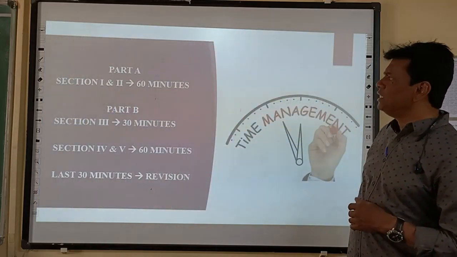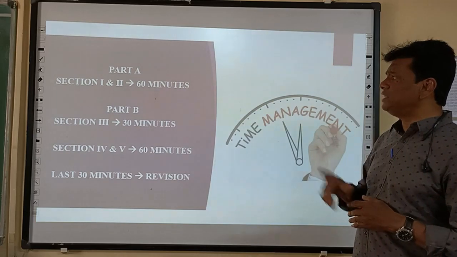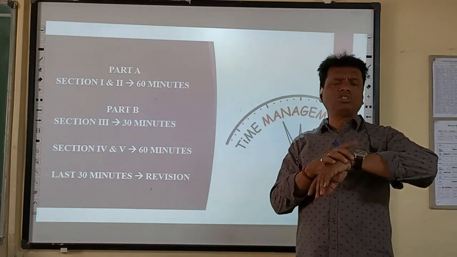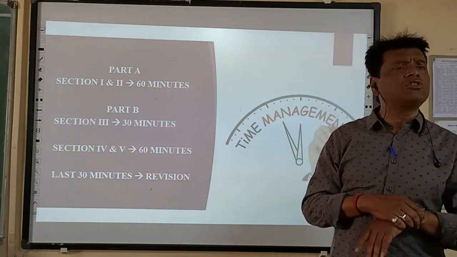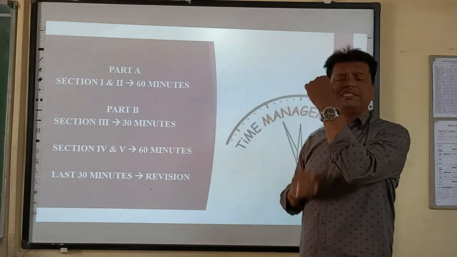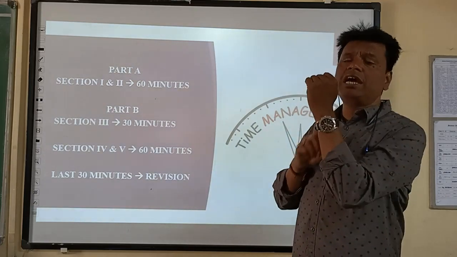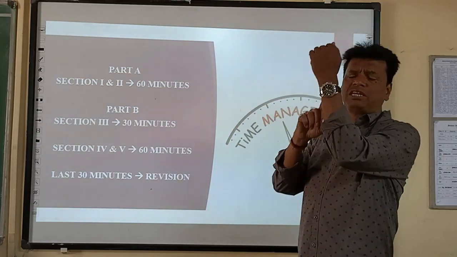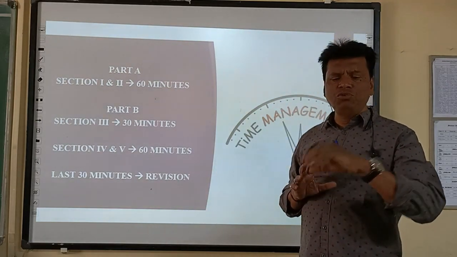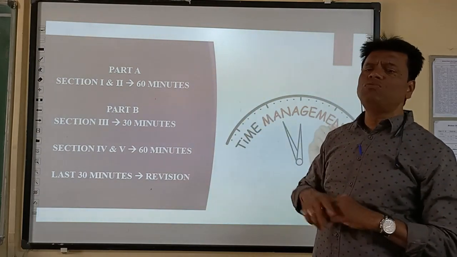Then next we have part A, that is section 1 and 2, for which you have to give 60 minutes. This is called time management. You should have a watch, and remember that you are not going to carry any electronic watch. You can carry a simple watch, not a digital watch, otherwise that watch will be taken away from you, because you are not allowed to carry a digital watch. Just carry a simple watch, placed in front of you on the table. That will be better to see how much time you have to spend on which section.